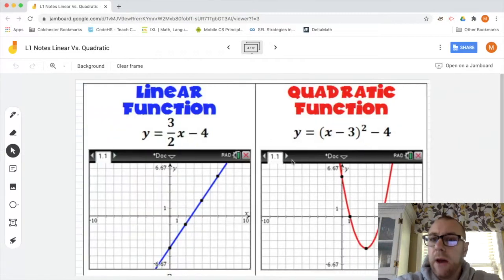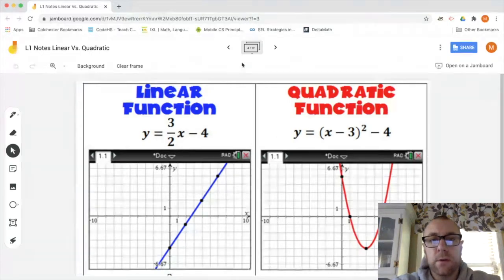So how they look. So you'll notice a linear function. This is just a graph of a linear function. The slope is up 3 over 2. Y-intercept is -4. You can see that's this straight line. While a quadratic function, which we will be studying for the next unit, is in the shape of this U. All right. And you'll see that there is that squared piece to it.